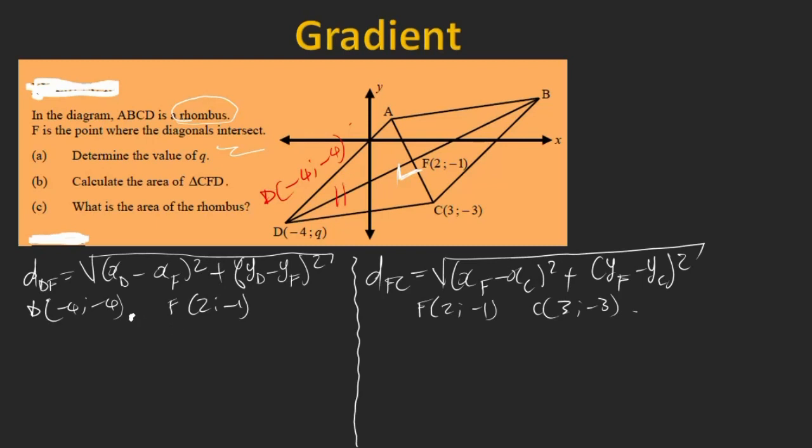Now let's move on. How do you find the distance? We're going to say the distance of DF is equal to: x at D, that is -4, minus x at F, that is 2, squared, plus y at D, which is -4, minus y at F, which is -1, which makes this a positive.